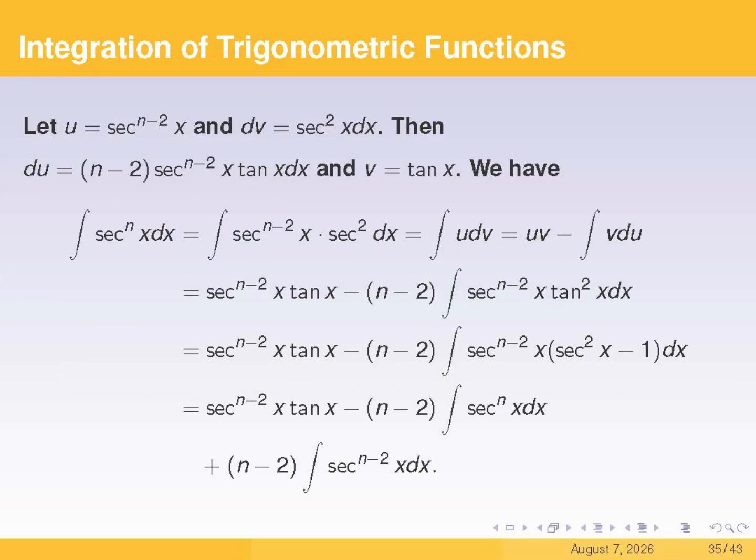We will apply integration by parts by setting u equals secant x to the n minus 2th power and dv equals secant x squared dx. This yields du equals n minus 2 times secant x to the n minus 2th power times tangent x dx, and v equals tangent x.